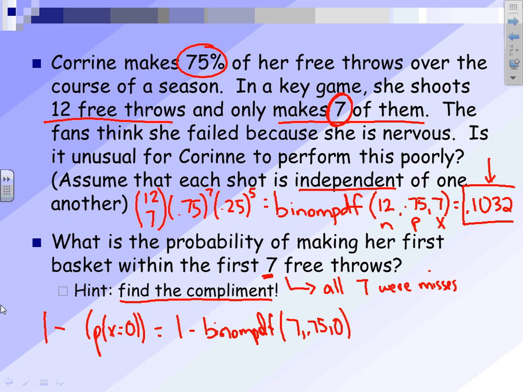So I'm going to go ahead and plug in my calculator. It should do the same on yours. 7, 0.75, and 0. And when I do, including the 1 minus part, I get 0.9999, and actually the next value is a 3, so that would round right to that value there. So what does that tell us? That means that essentially 99.99% of the time, she'll make her first free throw within the first 7. Because she shoots 75%, it would make sense that that would happen at such a high rate.